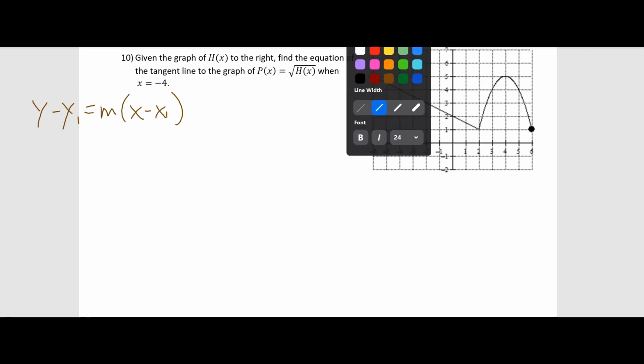Well, you know what I like to do when I write a tangent line equation? I like to start off with my general formula for a tangent line and then fill in what I need to. So I know what my x1 is, right? That's going to be -4. And I should be able to figure out what my y1 is. So my tangent line, it's to the graph of p of x. So let's find out what p of -4 is.